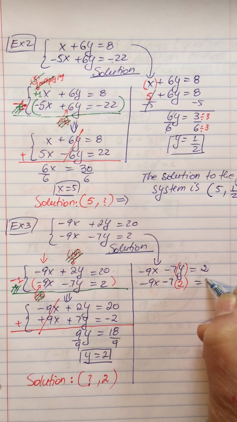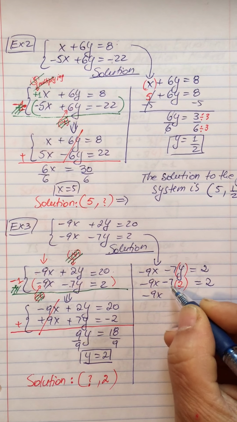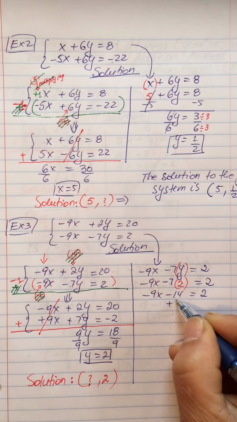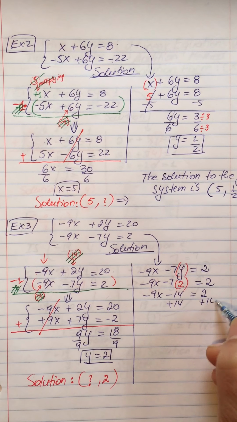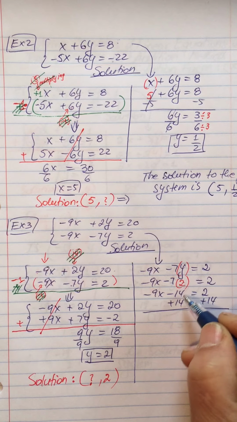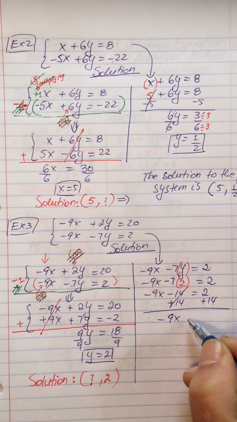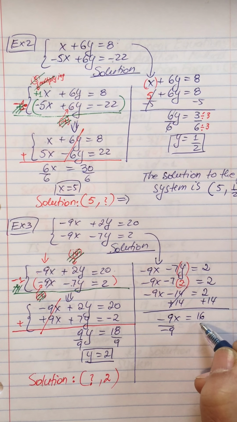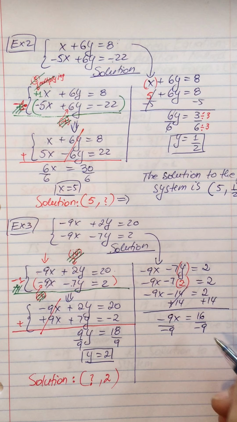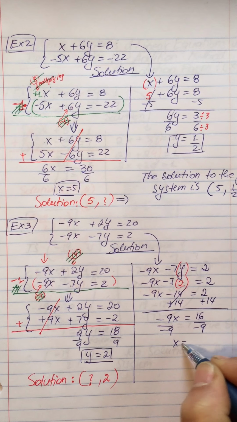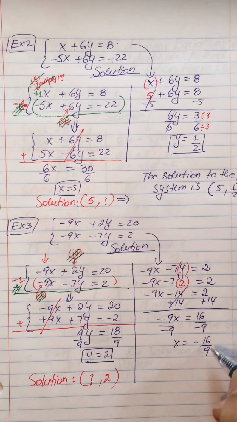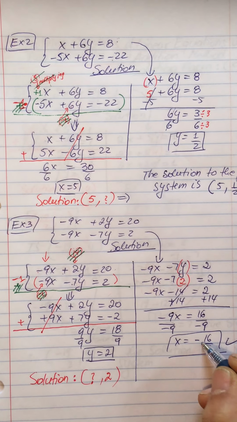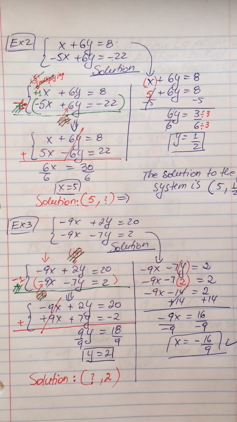-7 times 2 equals -14. So I have -9x, -14. To leave x alone, I have to add 14 to both sides. And I have -9x equal to 16. Dividing both sides by -9, I get that x is -16 over 9. This 16 and 9 cannot be simplified, so I am done. This is the first value of my solution, the first coordinate.